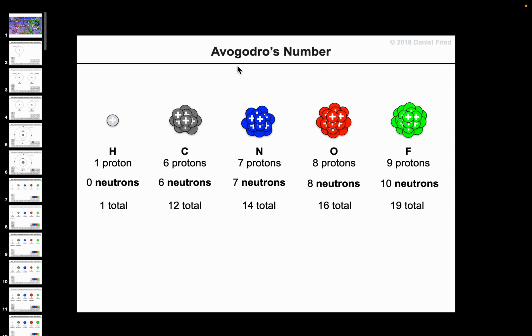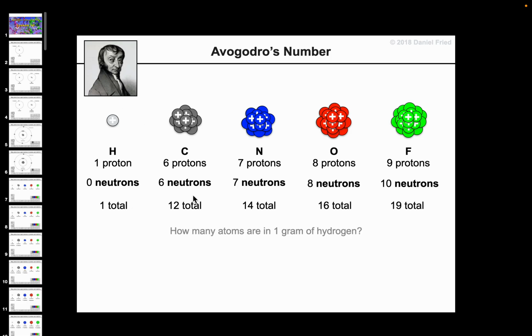So what's Avogadro's number? That's a picture of Avogadro. Some people say his head looks like an avocado, and it kind of sounds like avocado, but we can forget that for now. How many atoms are in 1 gram of hydrogen? Well, 602 sextillion. Sextillion is a very large number.